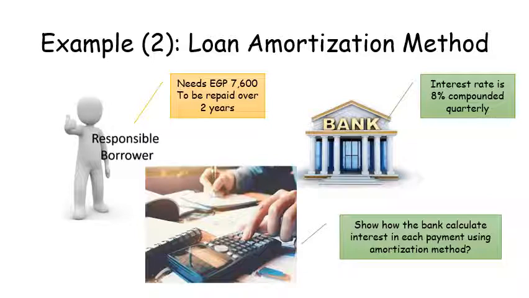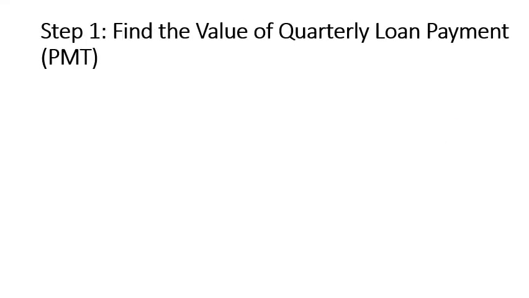Because this interest of 8% will be compounded quarterly, this means that the installments will be quarterly payments. The requirement is to show how the bank calculates the interest in each payment using the amortization method. So how much will the borrower pay at the end of each quarter over the next 2 years?